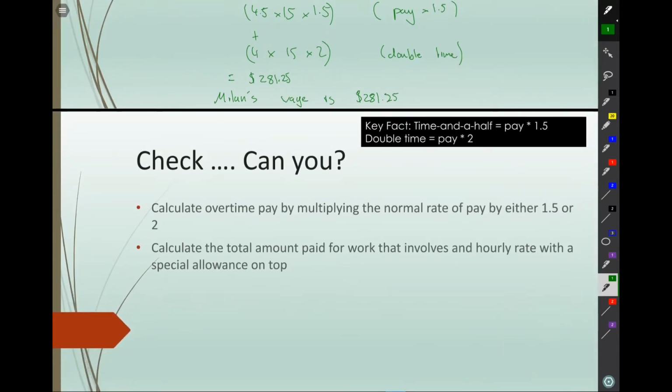Yeah, so most of what we're going to be doing in these questions is you'll work out what the normal pay is, you'll work out the time and a half pay, you'll work out the double time pay, you'll work out what any special allowance pay is, add it all up together, and that's the total pay for the week or fortnight or whatever it can be.